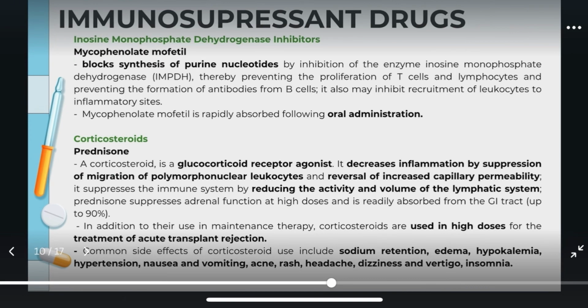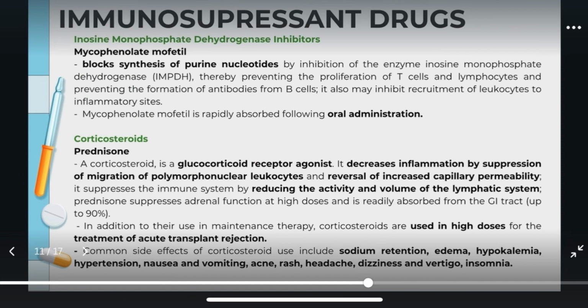Next are inosine monophosphate dehydrogenase inhibitors. Mycophenolate mofetil blocks synthesis of purine nucleotides by inhibition of the enzyme inosine monophosphate dehydrogenase or IMPDH, thereby preventing the proliferation of T cells and lymphocytes and preventing the formation of antibodies from B cells. It also may inhibit recruitment of leukocytes to inflammatory sites. Mycophenolate mofetil is rapidly absorbed following oral administration.